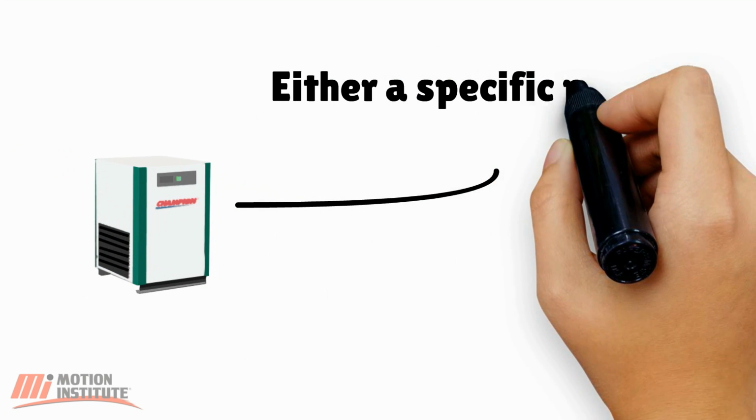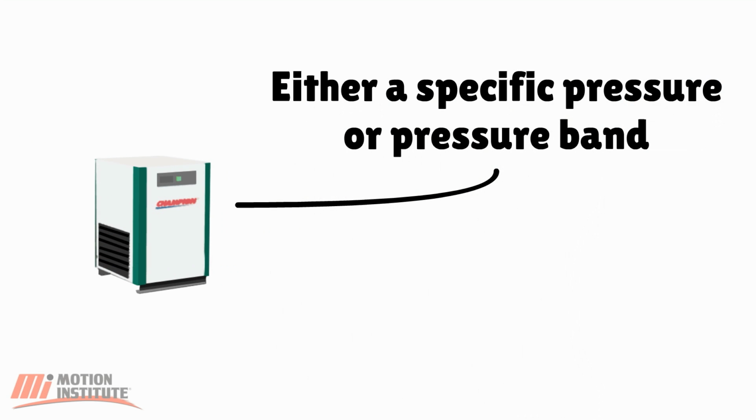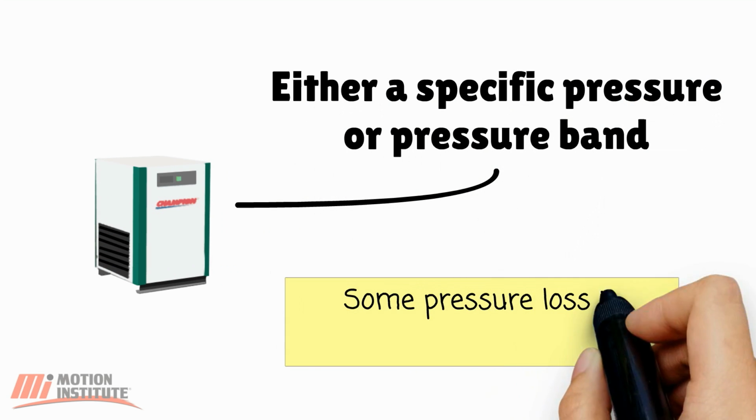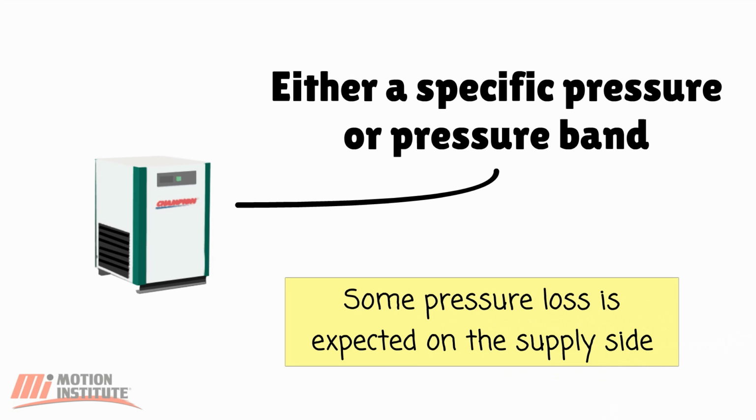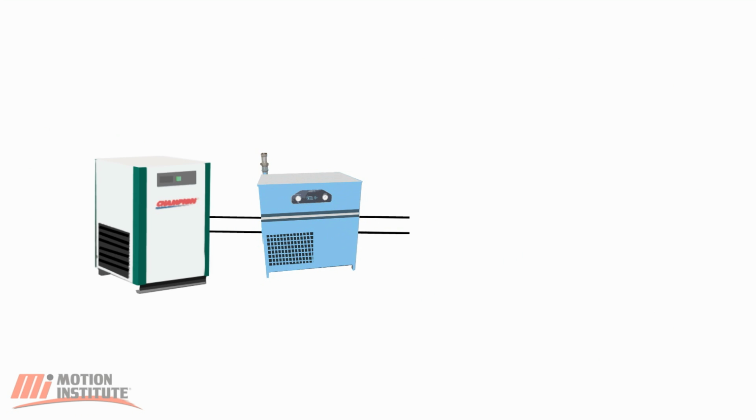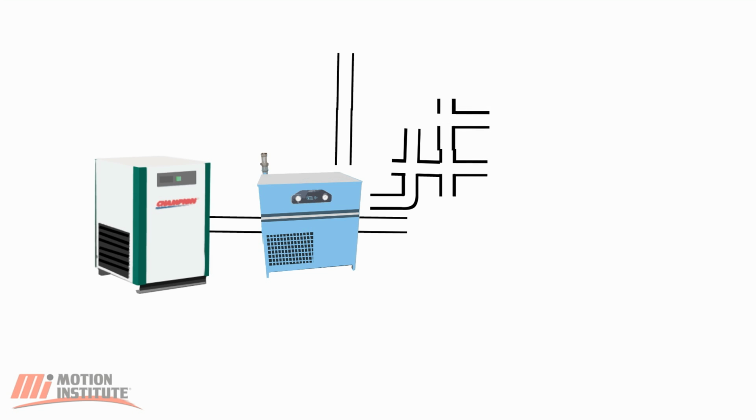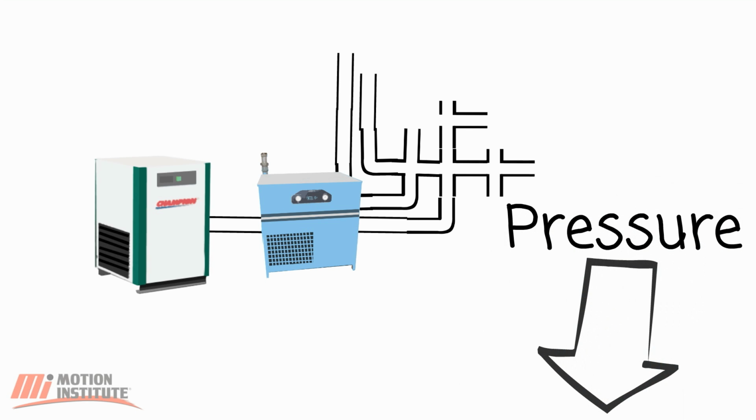Compressors are all set to operate at a specific pressure or within a defined pressure band. There is some level of pressure loss expected across the supply-side equipment. Piping design and effective storage are two of the most important variables in compressed air efficiency. Poorly designed systems increase velocity, friction loss, and restrict flow, all of which results in pressure drop and energy loss.